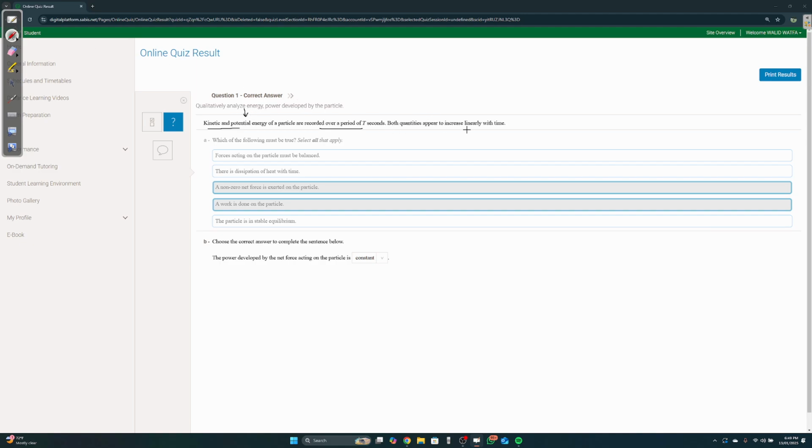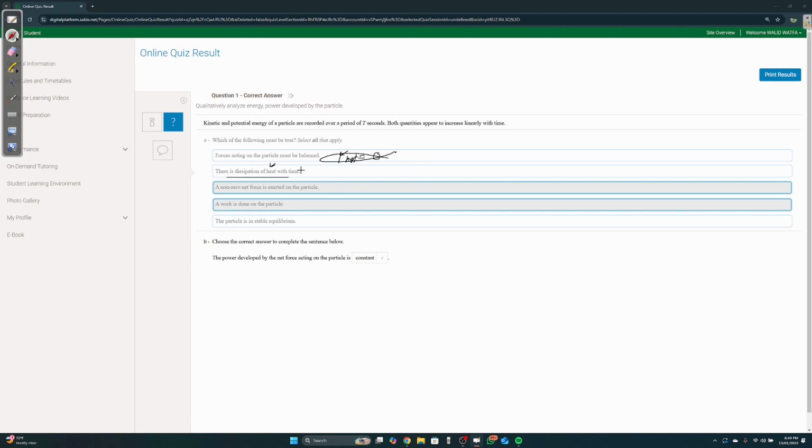Both quantities appear to increase linearly with time. So we're seeing that there is a change in energy. What does that mean? That means there's a force. So forces are balanced. Does that mean, when forces are balanced, the net force is equal to zero? Obviously, that's wrong. There's dissipation of heat.